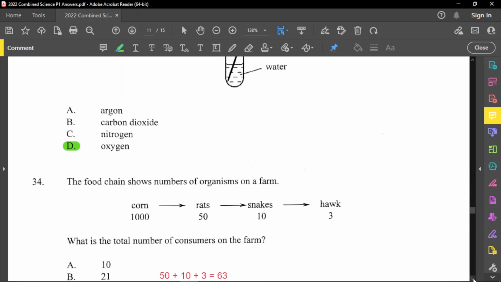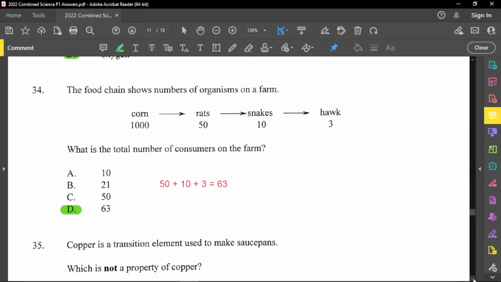For question number 34, it said the food chain shows numbers of organisms on a farm. So you have corn, rat, snake, and auk. And it said, what is the total number of consumers on the farm? Corn is a producer, and so all the others, which include the rats, snakes, and auk, are consumers. Therefore, the total consumers will be 50 plus 10 plus 3, which gives us 63 consumers. We have 1,000 producers.